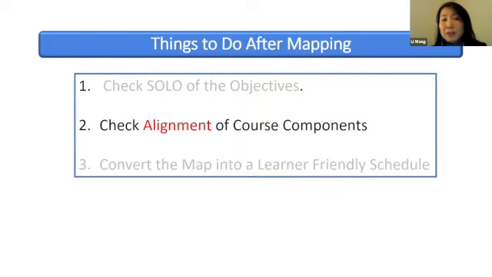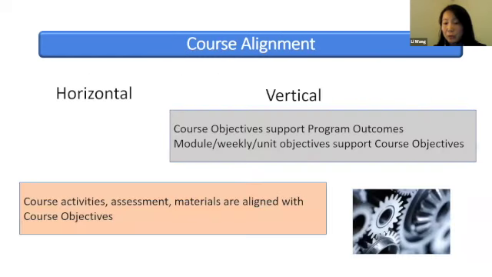So getting back to the things to do after mapping, we already talked about it. First we check the SOLO level of the objectives, rewrite the objective, revise, and then what's next? Then we check alignment of course components. Alignment is like we do for our car alignment. There are two types of alignment to check. Number one is horizontal, and the other one is vertical.